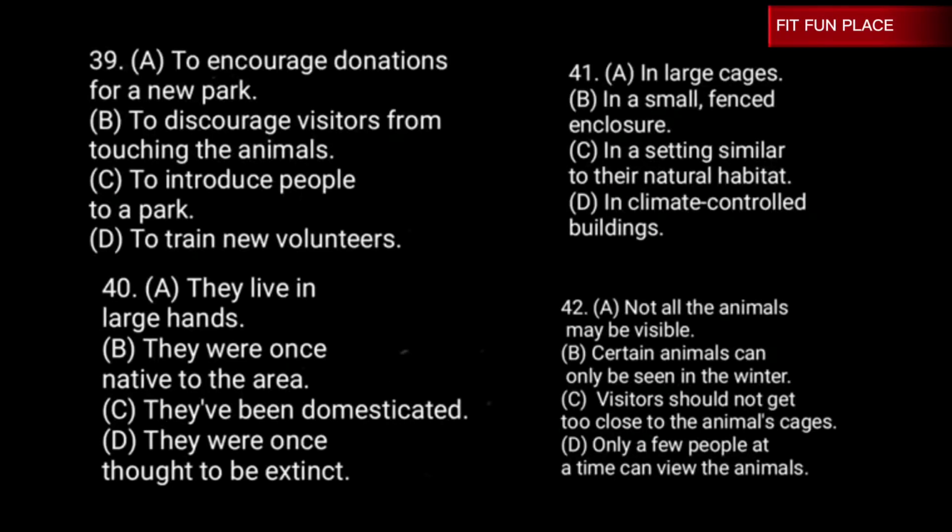Now we will begin Part C with the first talk. Questions 39 through 42. Listen to a tour guide at a wildlife park in central Illinois.